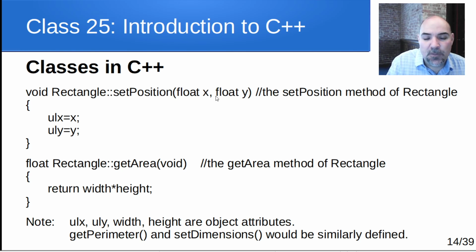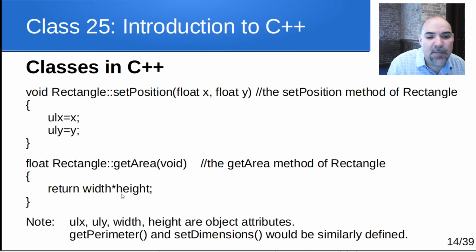argument variables or parameters. But notice ULX and ULY, those are not declared inside of this function anywhere. Those are class variables. Those are attributes. And notice that we don't need to explicitly put, like if you're used to Python, you'd have self.ulx, self.uly. We don't need to do that. We could just say ULX and ULY, and that will access the attribute variables automatically by their names. Same thing down here with width and height. So those are object attribute variables.